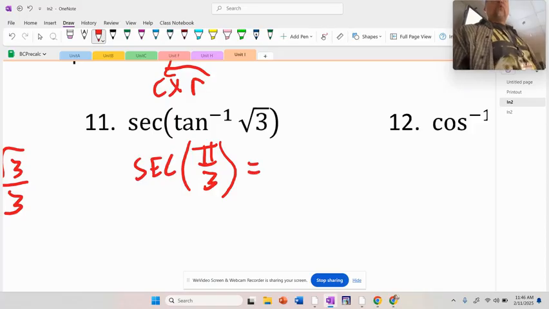Okay, but then it's 2. You flip it, and it is in quadrant 1, so it's just 2. So you still have to follow the rules of inversing. Some of these get tricky.